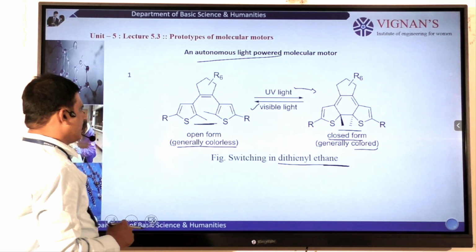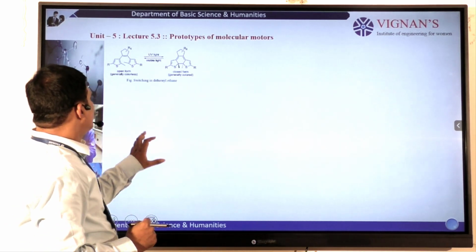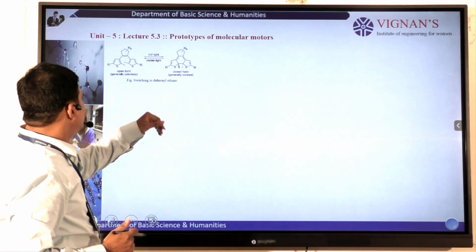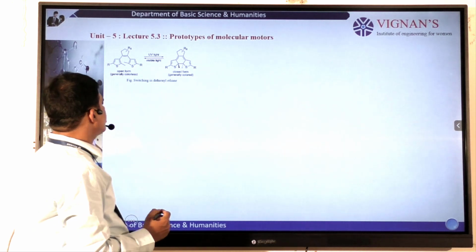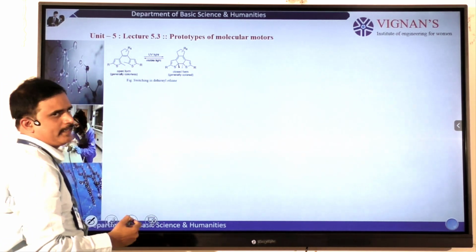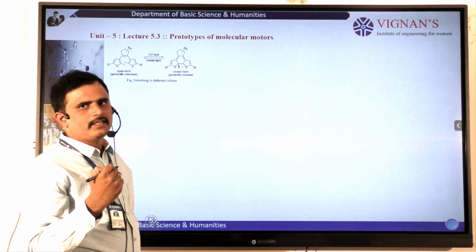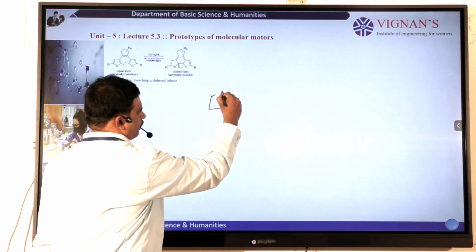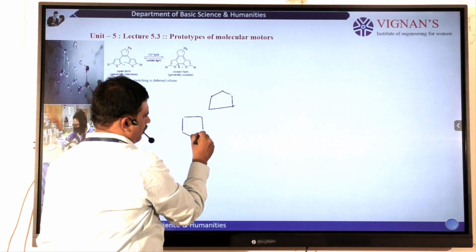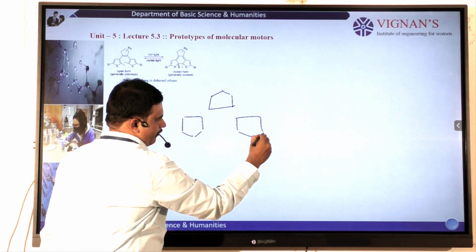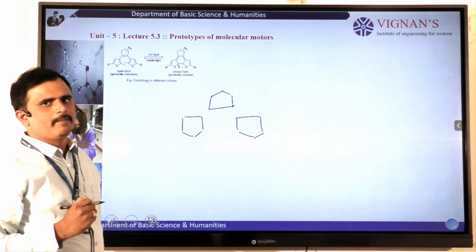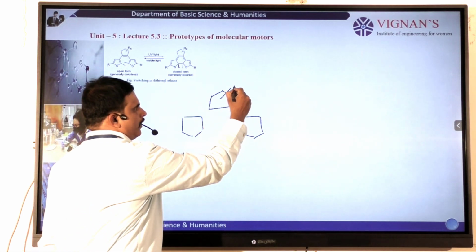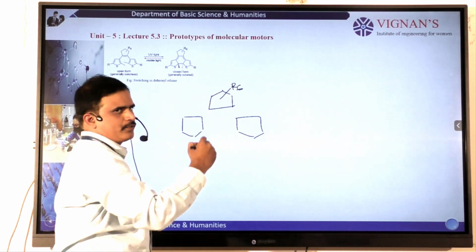Now let us see how to draw this structure. Here I take the example of how to draw this dithienylethene. First I start with three 5-membered rings. We have to consider 3 types. So the first one I draw like this way, and the second one, and the third one I draw like this way. First I draw three 5-membered rings in a triangular form. And now here I give one bridge bond of alkyl groups.